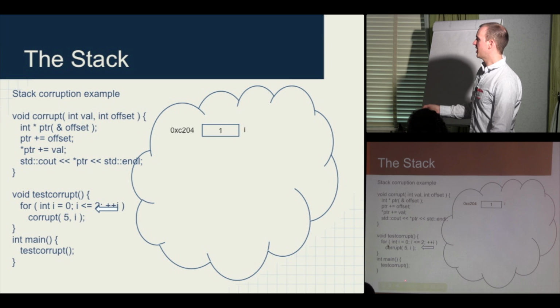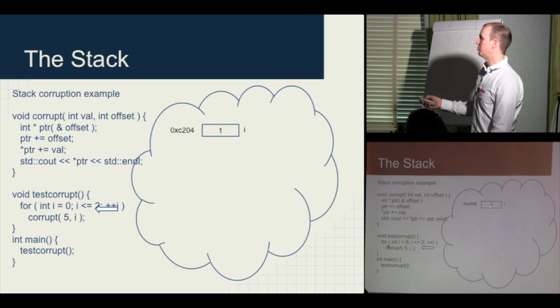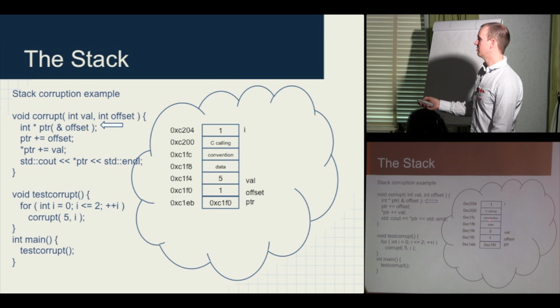Second time around, I say test corrupt, and the value of I is going to be 1 now, because I've gone once through this for loop. So I'll come up here. I've got my C calling convention data. I've got 5 as the value of val, and 1 as the value for offset. Then I initialize the pointer with the address of offset. So this is the address for offset. I change the pointer by offset.